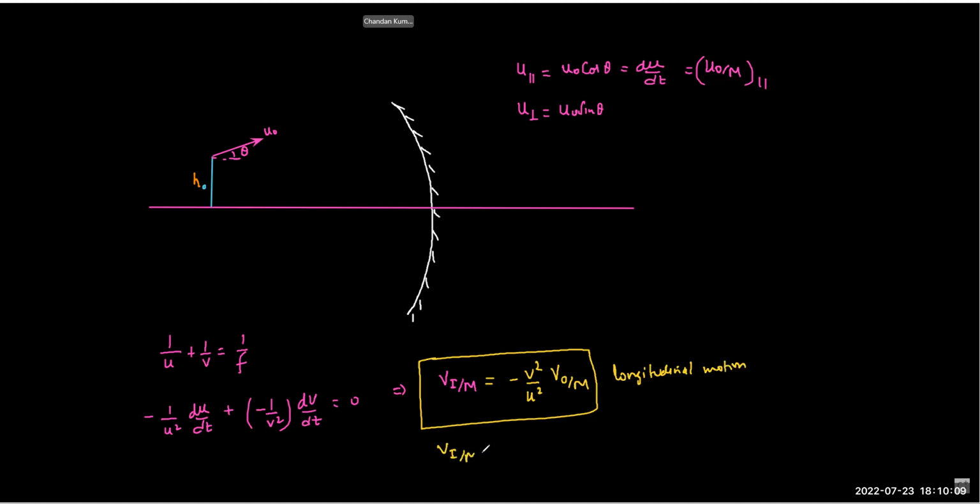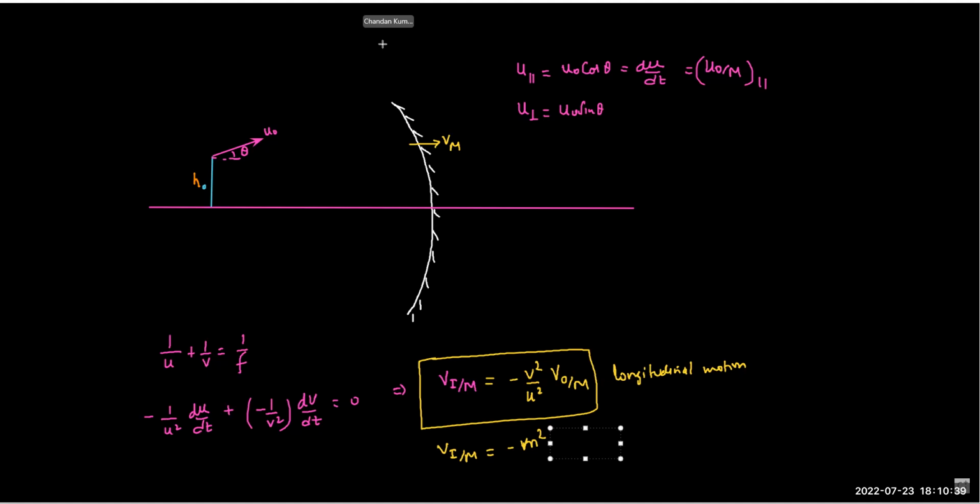So you can also write this as magnification square, and V_OM is basically your u not cos theta. So this is what we are assuming, that this is the velocity. If the mirror is at rest, then this is the velocity in the mirror frame also, in the ground frame also. If the mirror also starts moving, then I need to change the entire way of writing this.